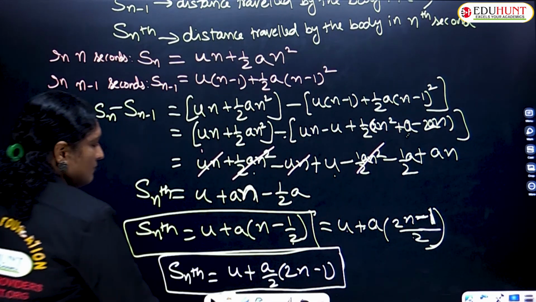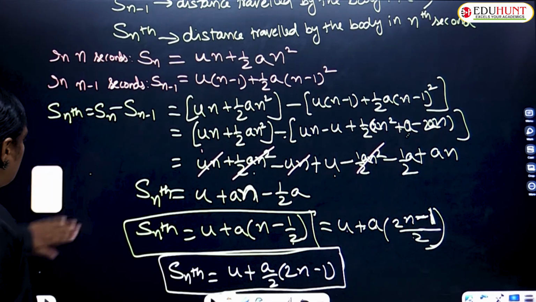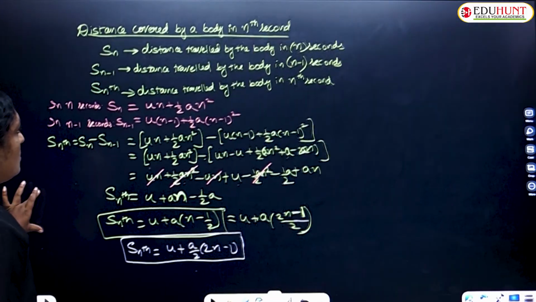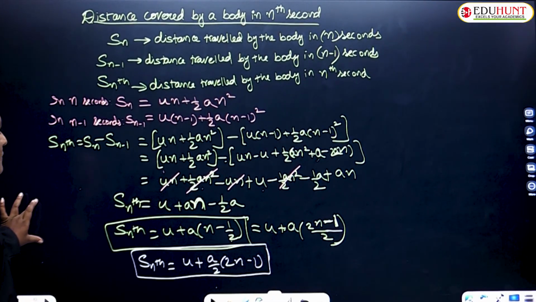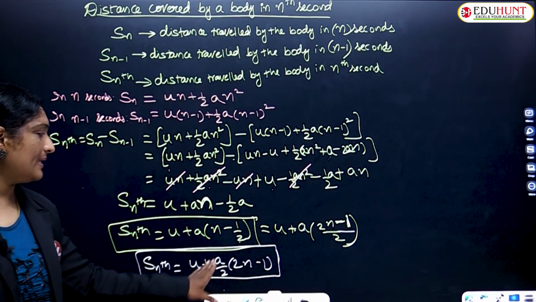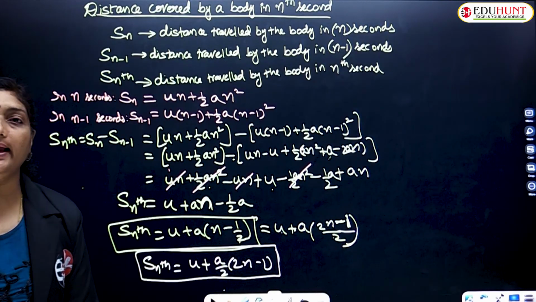So what is the formula, children? Children, don't worry, you only need to remember the formulas, not the derivation part. No one will ask you for the derivation. Snth is equal to u plus a by 2 into 2n minus 1.